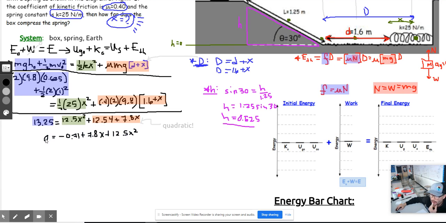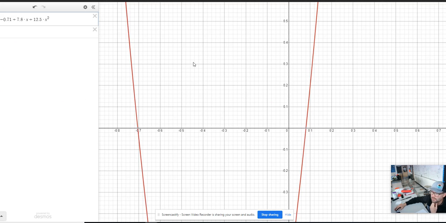So I moved this 13.25 to the other side by subtracting, and that sets 0 equal to this stuff. And I can graph this in my calculator: y equals this stuff, and where it's equal to 0 is where my solution is for x. I typed this into a grapher called Desmos. So this stuff is equal to the graph here.